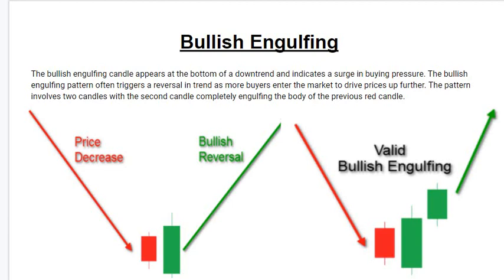So what I mean when I say that, let's say the price is decreasing right here, and you have this candle form. However, on the next candle, a surge of buyers comes in and pushes the price from the low up here, all the way up.